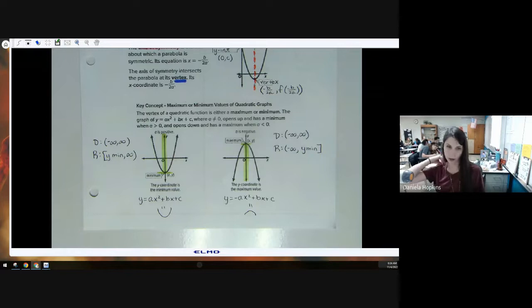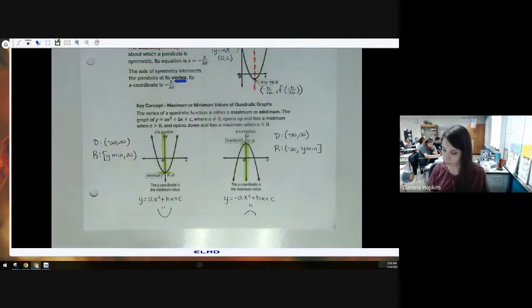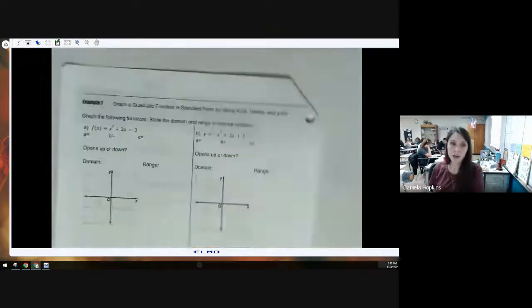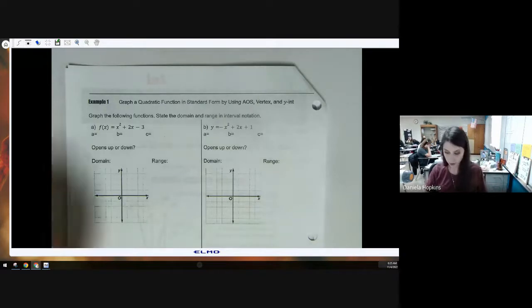So we are back to talking about domain and range. Okay, hopefully you're with me so far. You probably have questions and you don't even know you have questions because this is easier to do than to just give you the formulas. So let's do some examples here. We're going to look at some examples in standard form first. So this is example 1. Graph a quadratic function in standard form using axis of symmetry, vertex, and y-intercept.